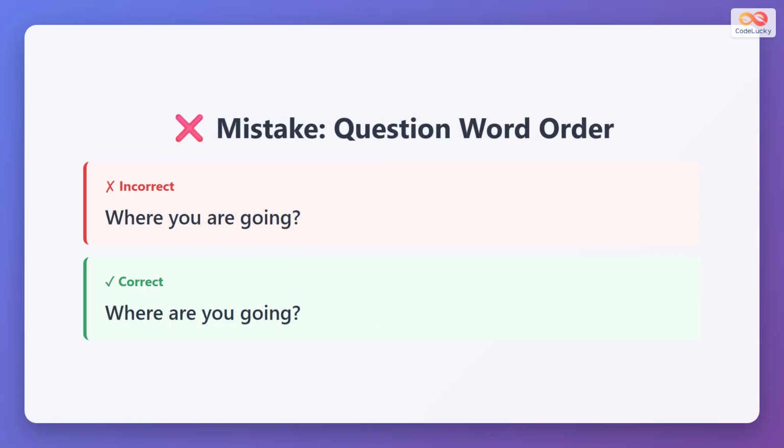The fourth mistake appears in question formation. Many learners ask where you are going, but this is grammatically incorrect. The correct question is where are you going? In questions, the helping verb must come before the subject. This inversion is essential for forming proper English questions. Always remember this pattern when asking questions.